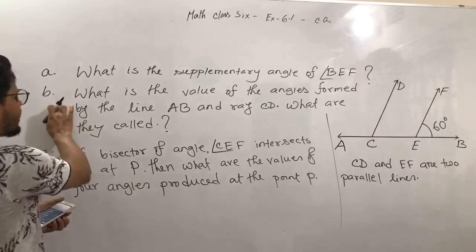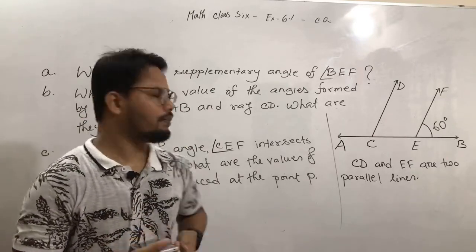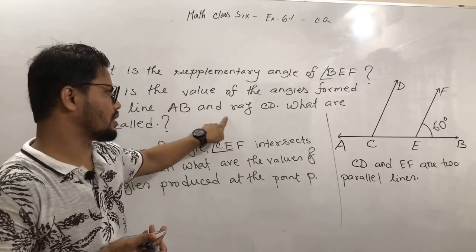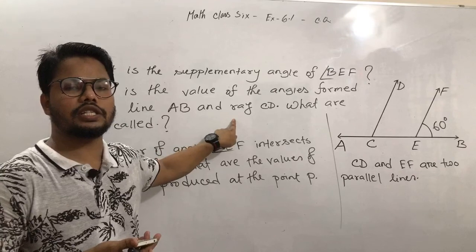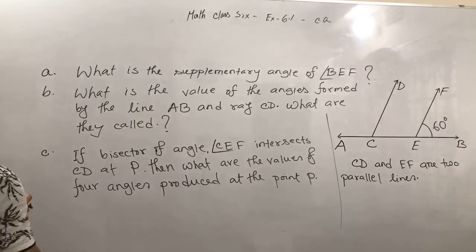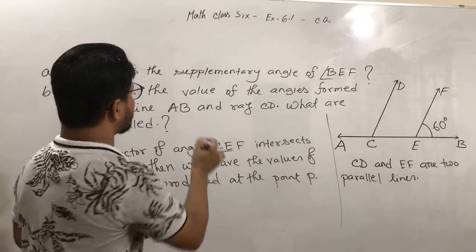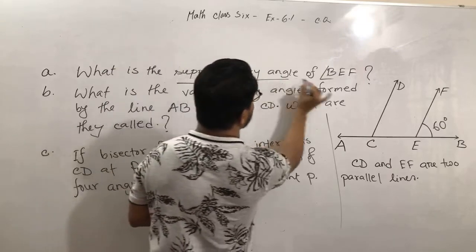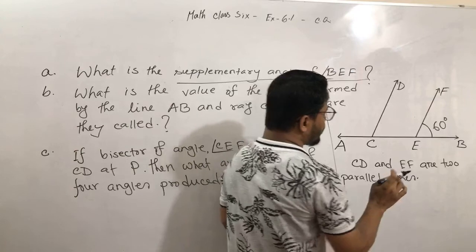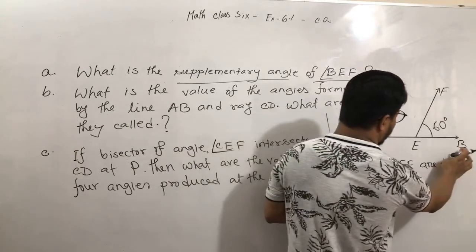How many students can do number B? You can mention your name if it is possible for you to complete it for 4 marks. How many students can do this one? You can mention your name in the comment section. We will discuss. Okay, the maximum number of students have written here the supplementary angle of BEF. First of all, you have to identify where the angle BEF is.